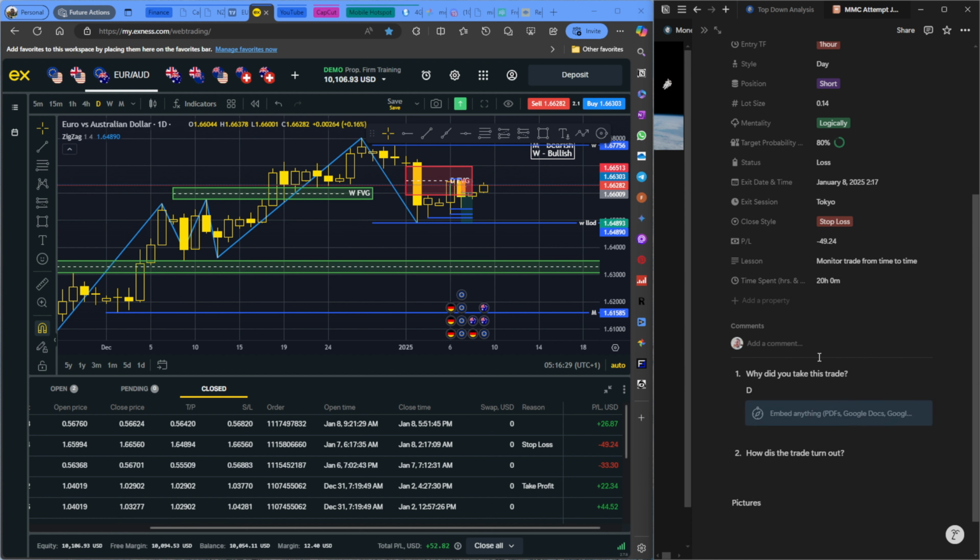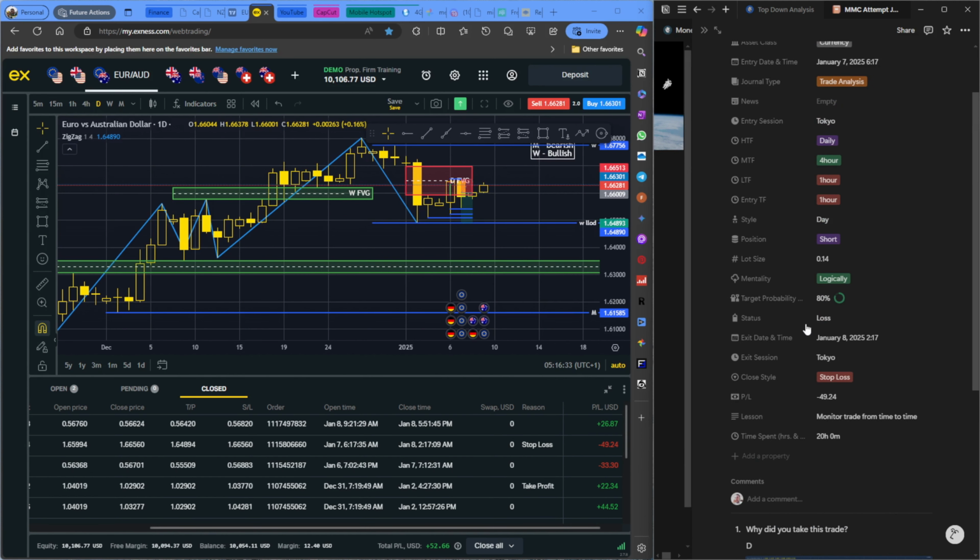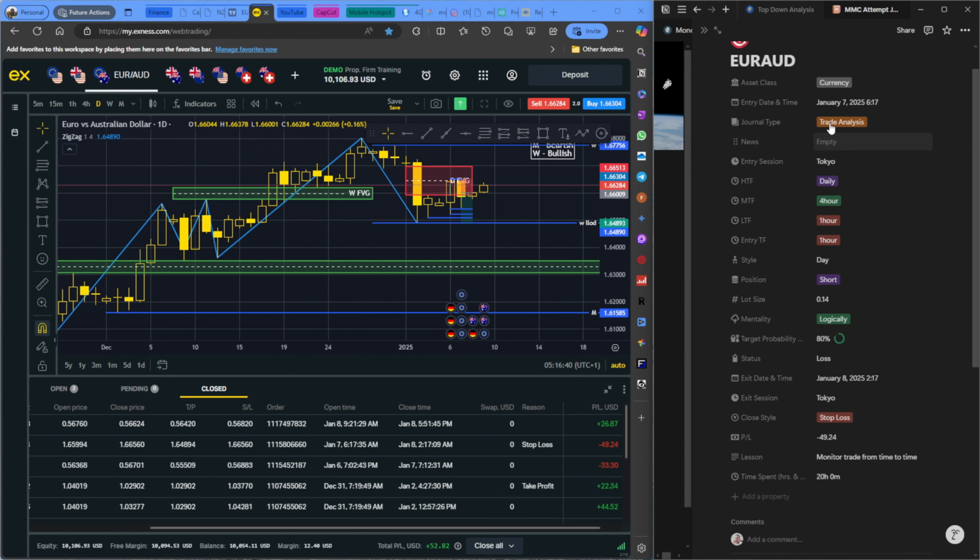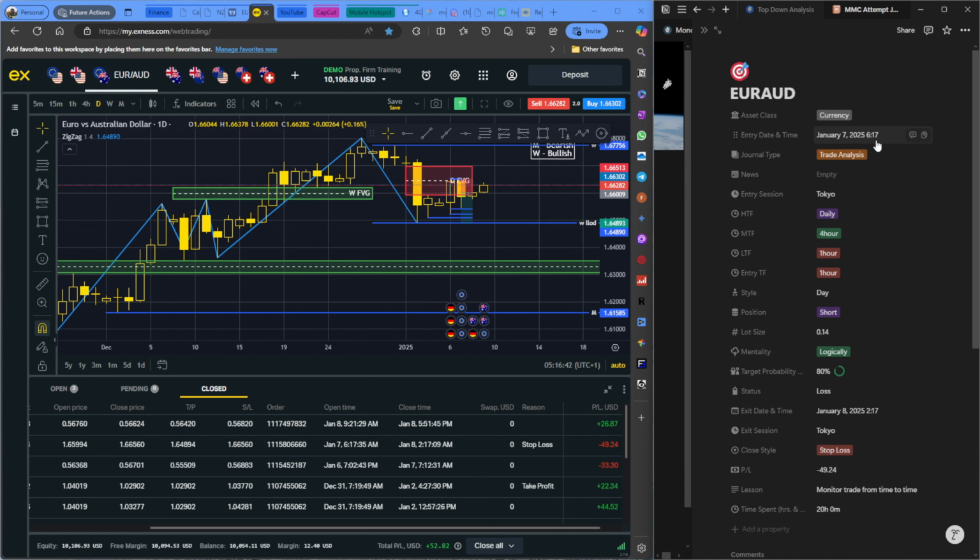I sped up that whole part so you guys will just see a glance of it, but what I literally just did was this. The asset class is a currency market. The date and entry time, obviously you should know that. The journal type, this is my own premise, something I brought from my own head.